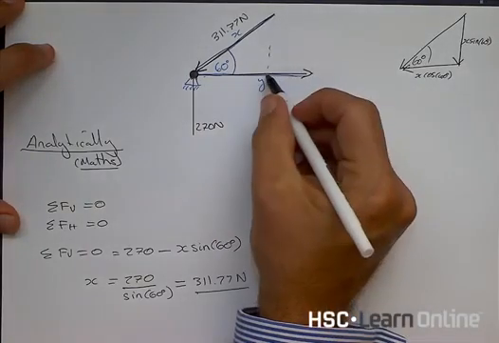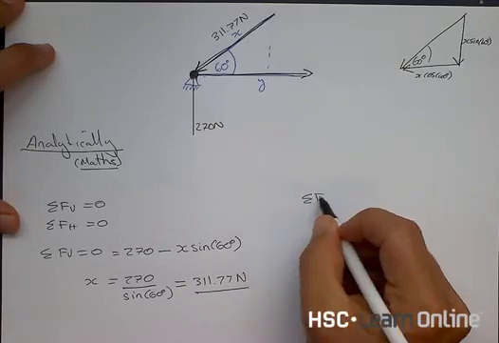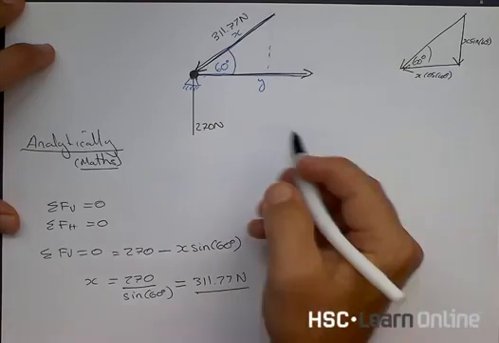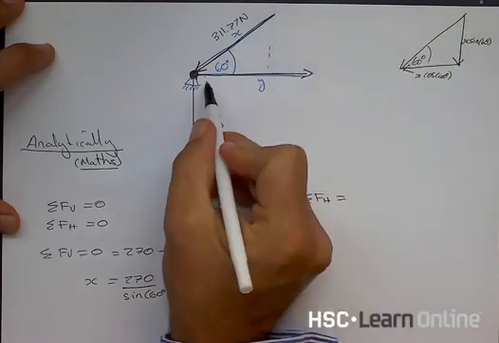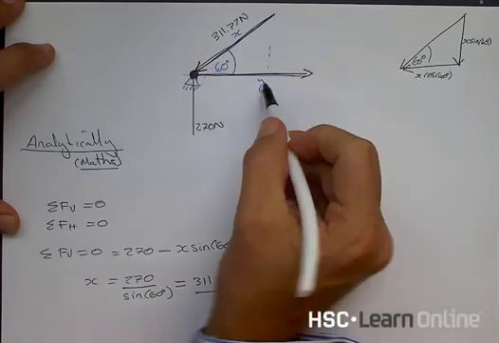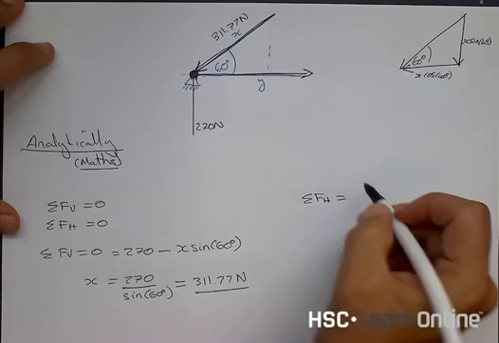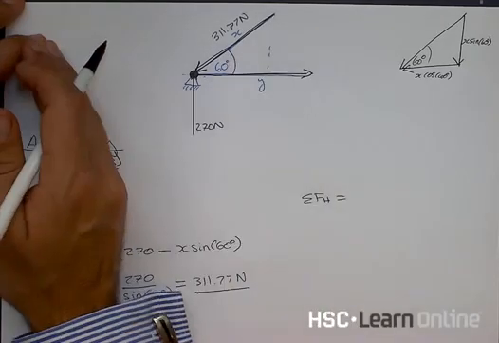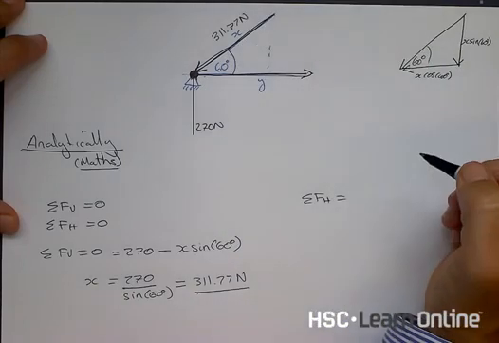How do we find out Y? Well, again, we use the sum of the forces in the horizontal. This is a vertical force, that's a vertical force. The only horizontal force is this force going this way, so therefore Y must be countering that force, because otherwise the whole bridge would be moving off to the left hand side. So Y must be pulling back against this truss X.